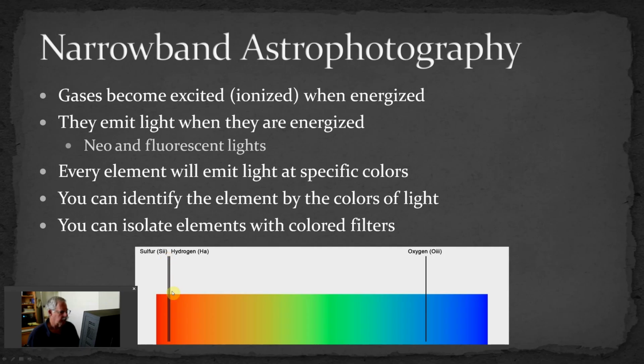Sulfur and hydrogen both emit a very deep red color. And as you can see in the little color bar here at the bottom, they're very close together. Sulfur is just slightly more red than hydrogen, but it's just by a few nanometers of wavelength. It's very close to the same color. Oxygen is way up here at the other end in this kind of blue-green spectrum.